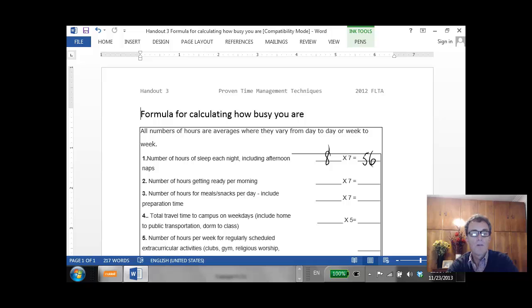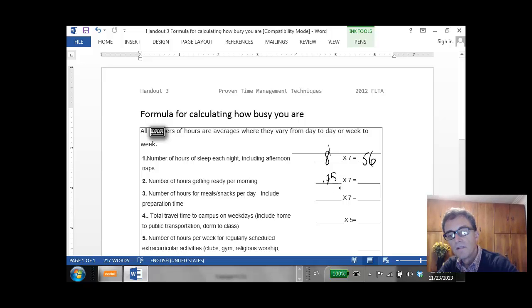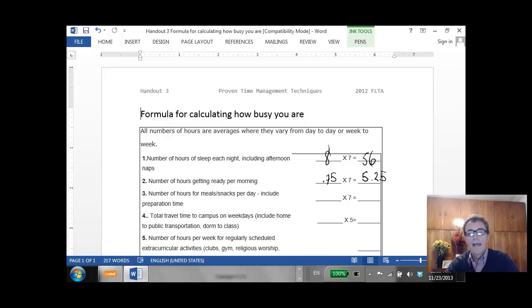Then the number of hours you get ready per morning. Now, if you don't take a full hour to get ready, you can put a fraction. For example, if it takes you 45 minutes to get ready, that's 75 100ths of an hour. If you multiply that by 7, you get 5.25 hours, which is really 5 hours and 15 minutes. So we continue like that, and we move down.